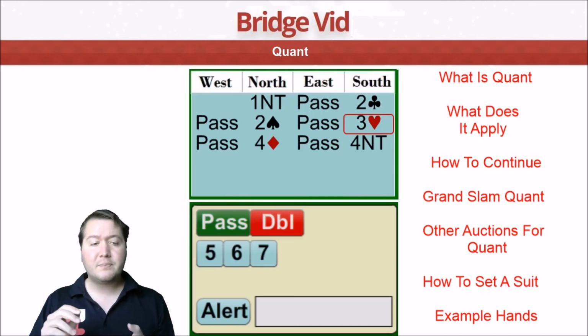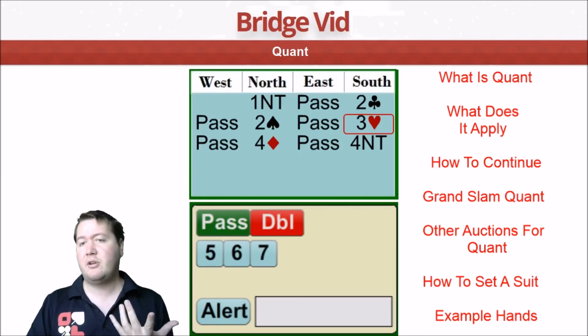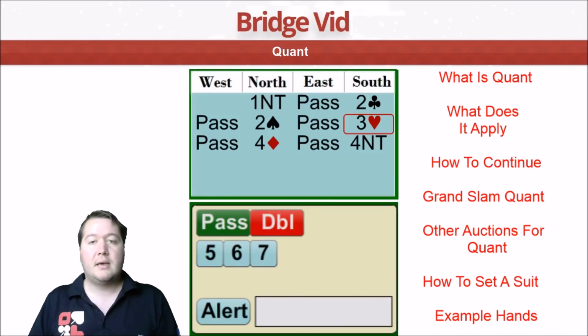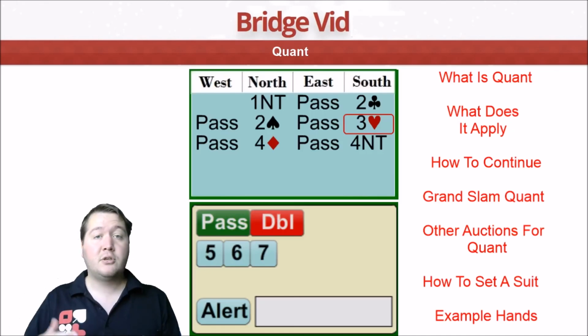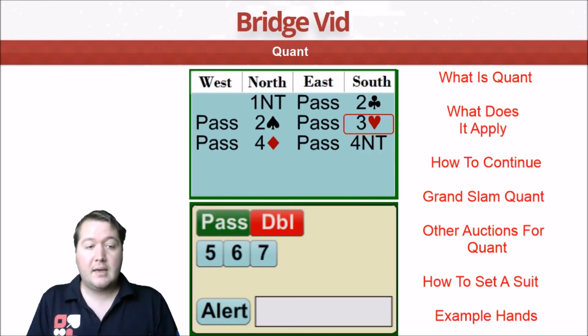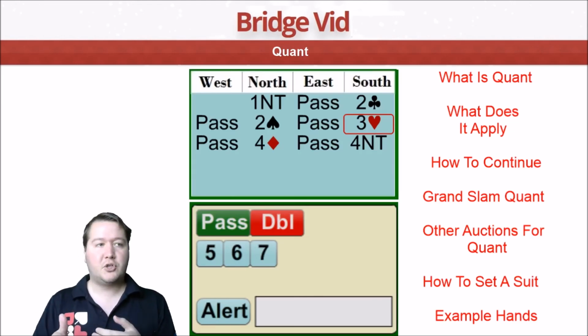Those sorts of things. I discussed Grand Slam Quant, how you can make an invite to Grand Slam, typically over just 1 no trump or 5 no trumps. Doesn't come up that much in other auctions, but 5 no just says if you're minimum, go to 6 no trumps, if you're maximum, go to 7 no trumps. And then we gave the other auctions for Quant sort of after Stayman, after transfers, how we can do that, and also how to set a suit.